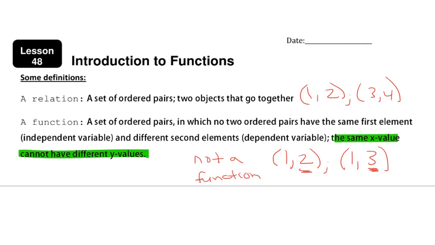Alright, be sure you have those examples written, and then we're going to show you the three kinds of ways you're going to see functions. You're going to see functions in a table, you're going to see functions in a graph, and you're going to see functions represented as an equation.